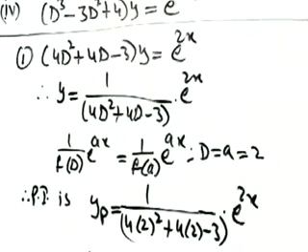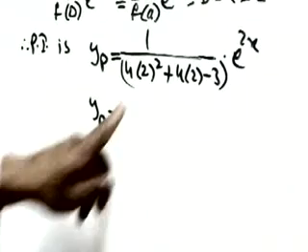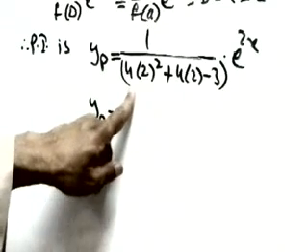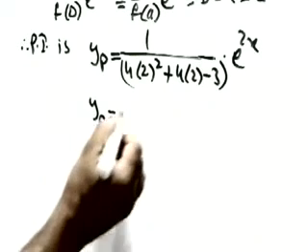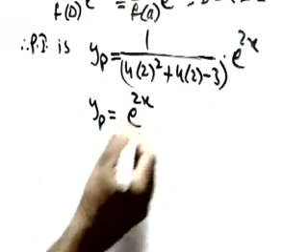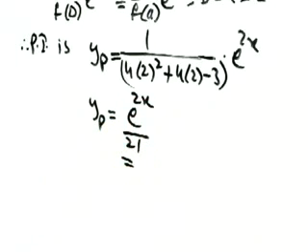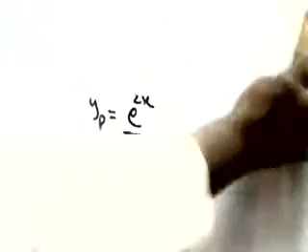So what do we get as the answer? This is the last step. 2 squared is 4, 4 fours are 16. 16 plus 4 twos are 24. 24 minus 3 is 21. So this is e^(2x)/21. Let me do the next question.